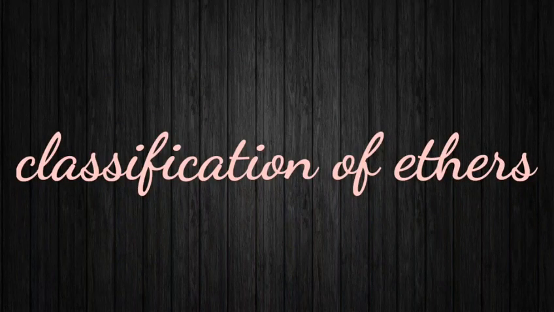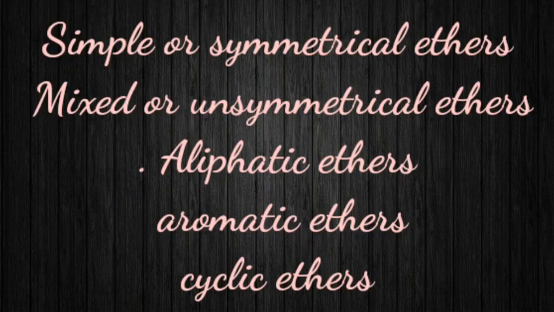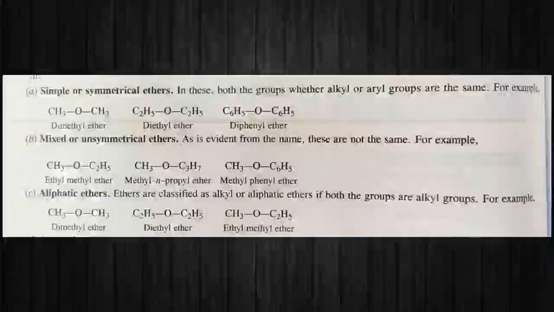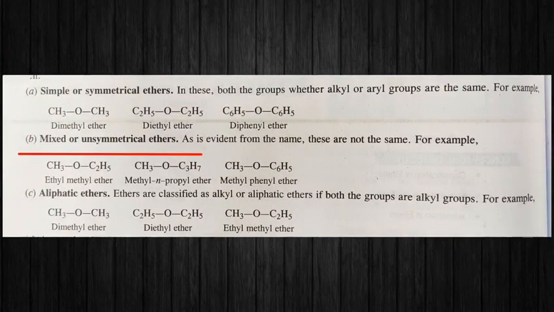Students, if I talk about the classification of ethers, then ethers are like simple or symmetrical ethers, mixed or unsymmetrical ethers, aliphatic ethers, aromatic ethers, cyclic ethers. In simple or symmetrical ethers, both the groups, whether alkyl or aryl group, are the same. For example, dimethyl ether, diethyl ether, diphenyl ether. In mixed or unsymmetrical ethers, they are not the same, like ethyl methyl ether and methyl phenyl ether.